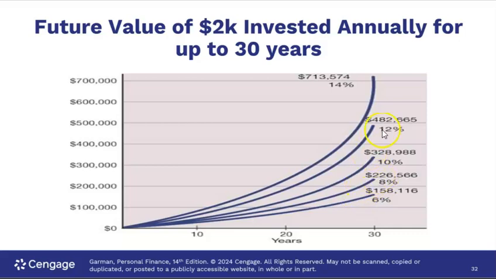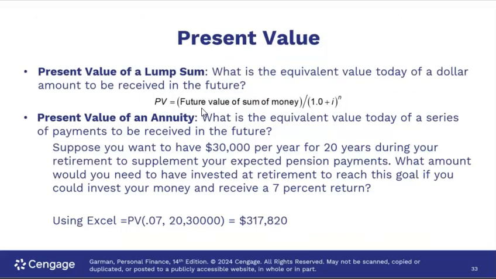All right. So next we have present value. So present value of a lump sum. That answers the question: what is the equivalent value today of a dollar amount to be received in the future? Present value, or PV, equals the future value divided by 1 plus the rate to the power of the number of periods. That's the basic formula.